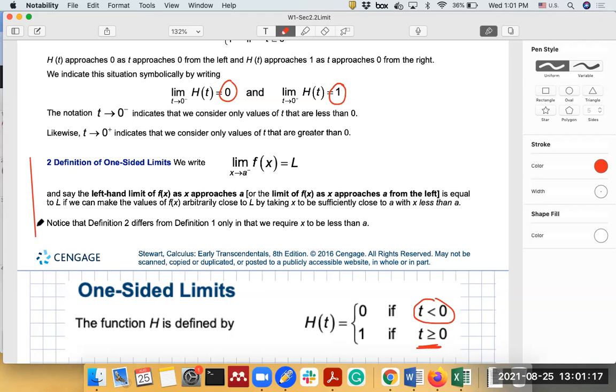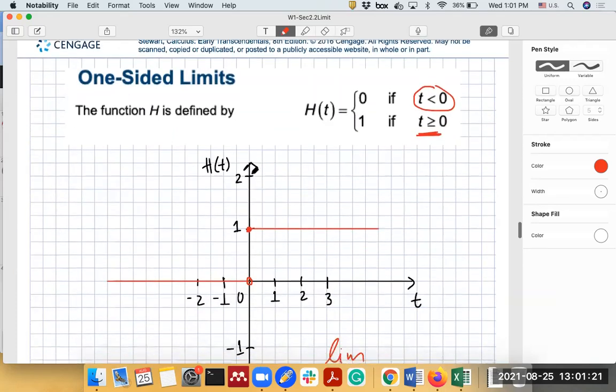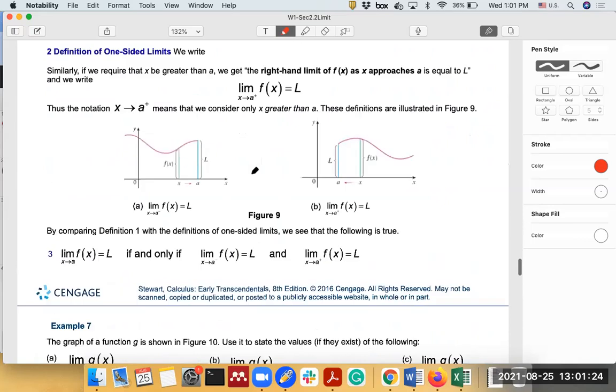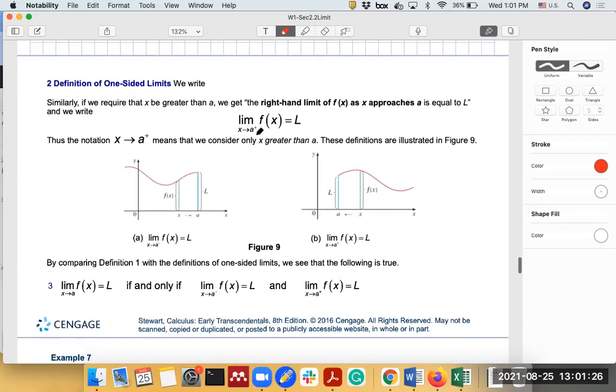Similarly, if the limit when x approaches a from the right side, or x goes to a plus here, then this is the right-hand limit of the function f of x as x approaches a. That's it.